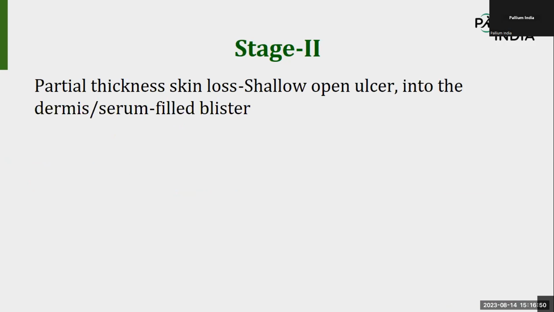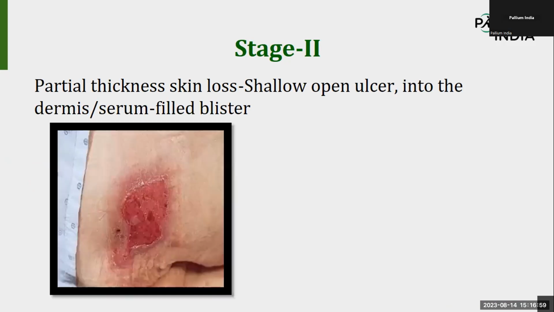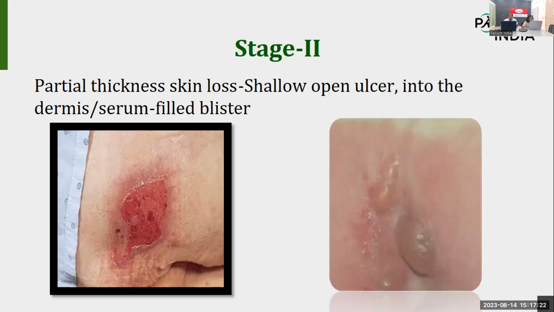Second stage: there is partial thickness skin loss, a shallow open ulcer into the dermis, and a serum-filled blister. The upper layer of the skin, the epidermis, will be broken and it will lead towards the dermis. The dermis will be breaking down, it will be red in color, there will be changes in temperature also, and it will be a shallow open ulcer. It can cause a blister also, with water-filled exudate. So that is the second stage.